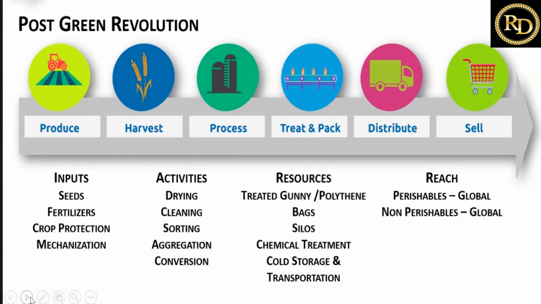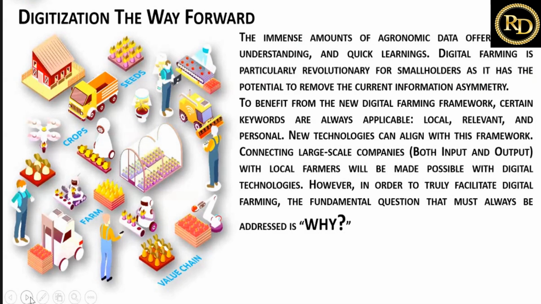Now, reach is global, irrespective of whether it is perishable or non-perishable. You can find almonds from the US, kiwis coming from New Zealand, as well as avocado coming all the way from Mexico. Similarly, India's black pepper and processed cashews go all the way to the US, and a lot of our produce goes to Southeast Asia as well as Africa.